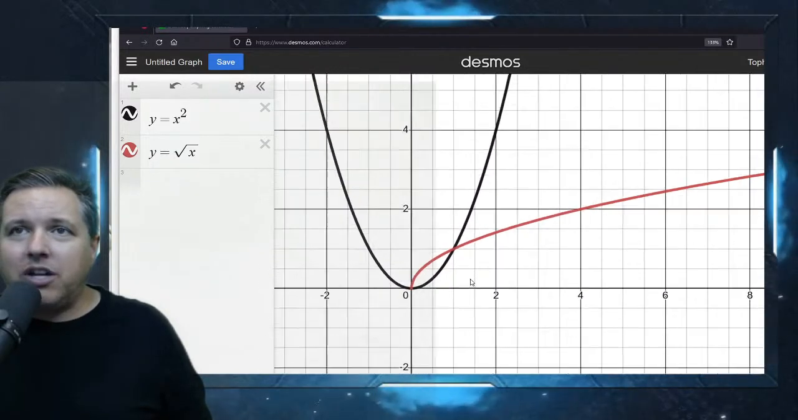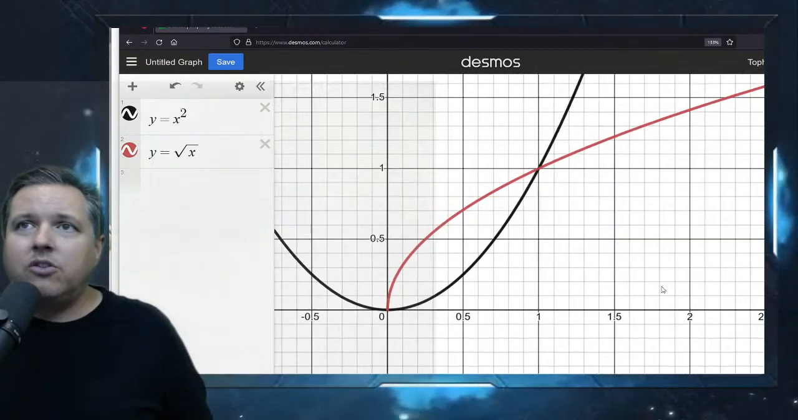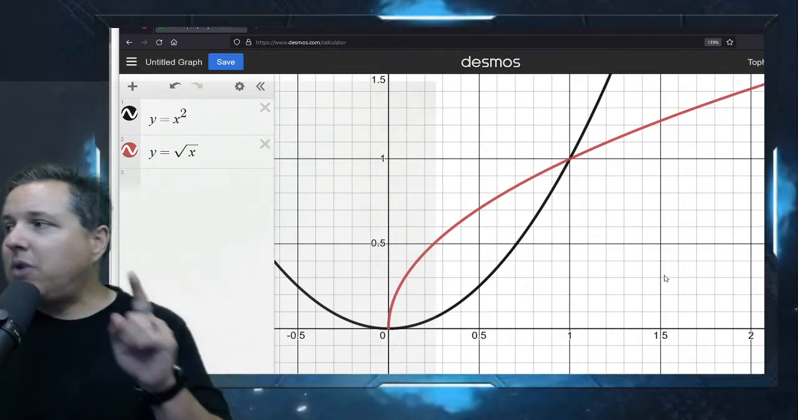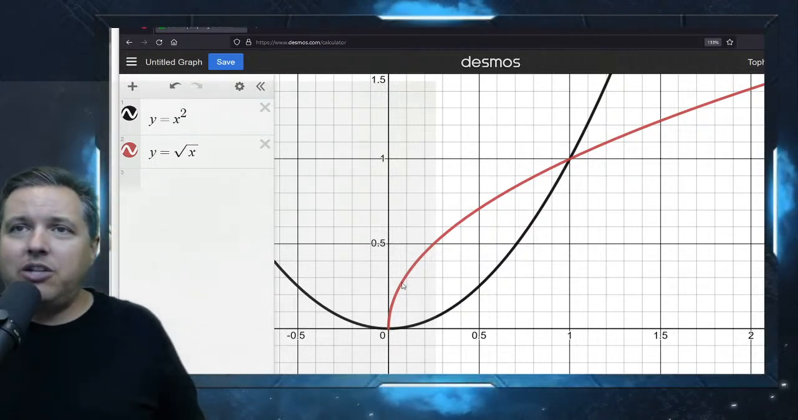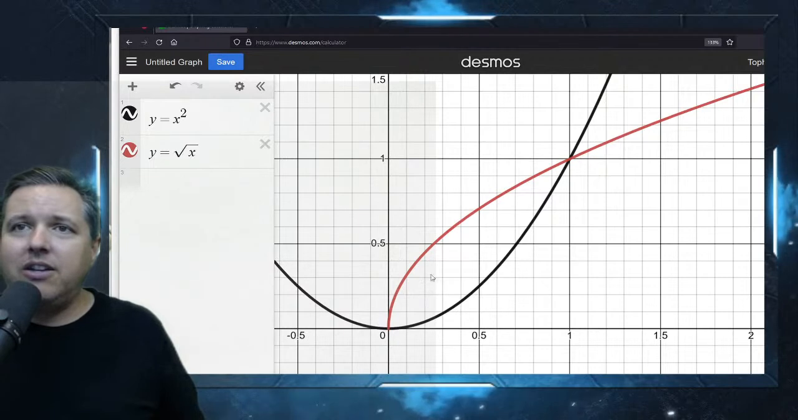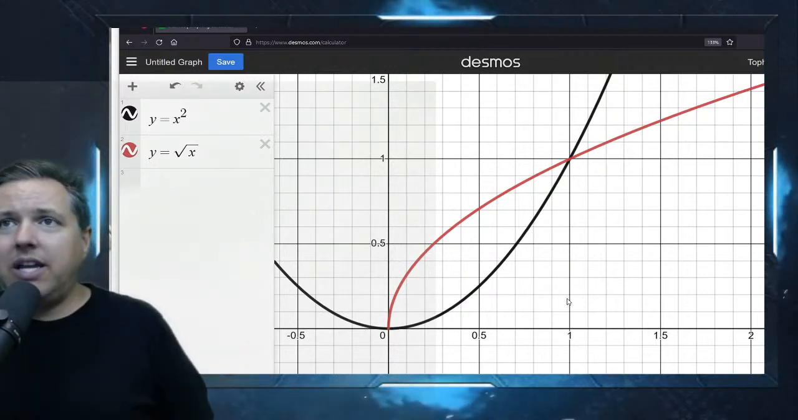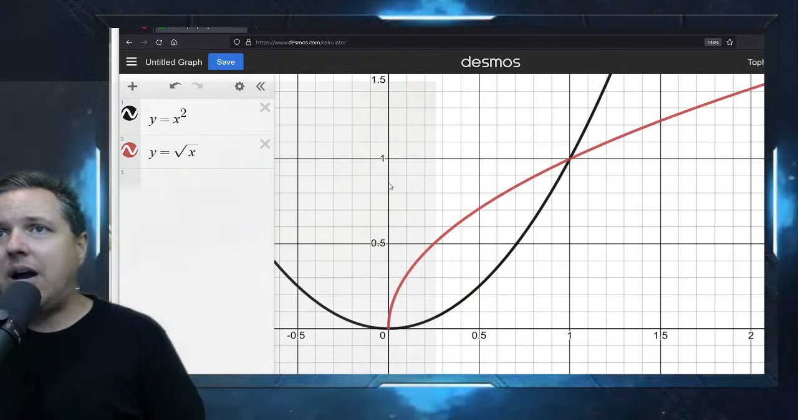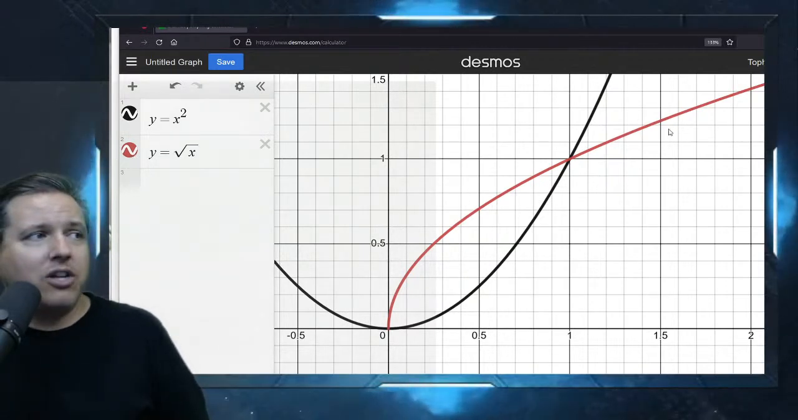So let's zoom in and look at that. I can look at that and figure out my endpoints of integration by looking at it. It looks like this region that's bounded starts at x equals 0 and goes to x equals 1. Well, there are my endpoints of integration. So we're going to integrate. Let's see, which one's the top function? Looks like x squared, the red one, is our top function.